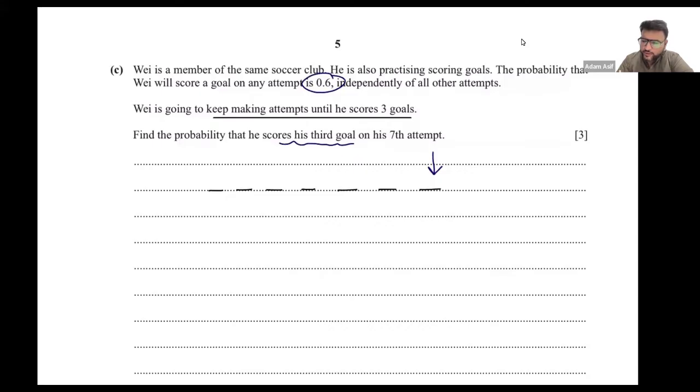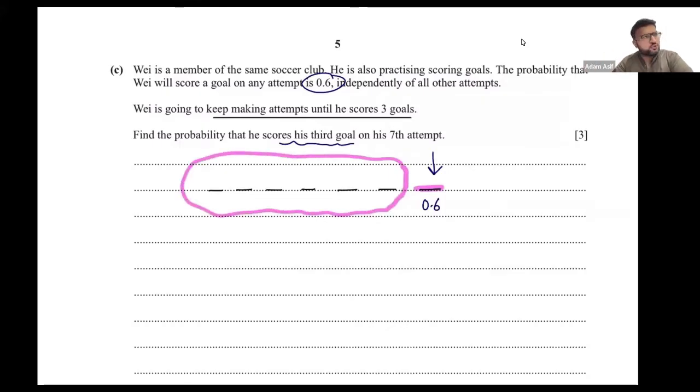0.6. So the probability of scoring any goal is 0.6, and it says independently of any other attempts. So the third goal is going to be attempted at the 7th attempt. Now here he is going to be able to score 2 goals. Out of these 6 attempts, he is going to be able to score 2 goals, and he is going to miss 4 attempts. Okay, 2 goals will be successful attempts, 4 goals will be missed.